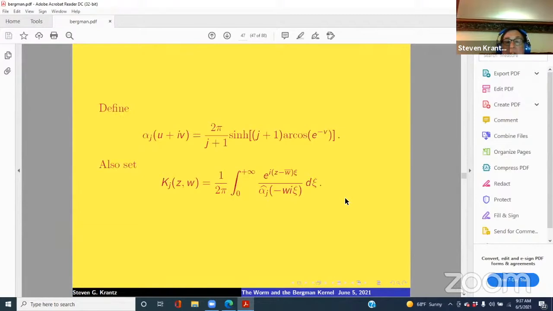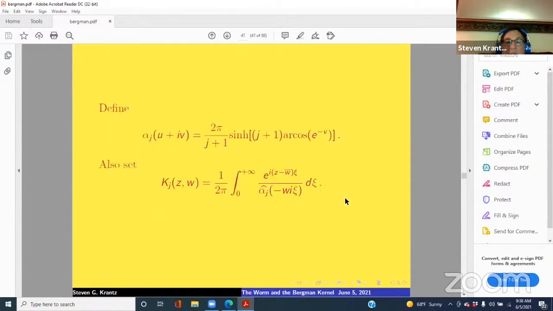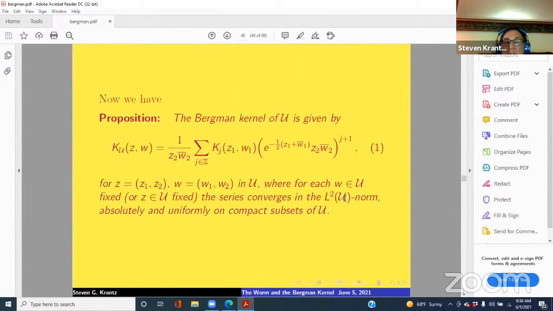Now we're going to define α_j(u + iv) to be a constant times the hyperbolic sine of (j + 1) arccos(e^{-v}), and capital K_j to be 1 over 2π times the integral from 0 to infinity of e^{i(z - w̄)ζ} divided by α̂_j(ζ) dζ. And now we have the Bergman kernel of U. Remember, U is sort of the unwound version of the worm. And its Bergman kernel is 1 over z_2 w̄_2 times the summation over j in the integers of K_j(z_1, w_1), where K_j was defined here, times (z_2 w̄_2) to the j + 1 power. So it's always nice when you could decompose your Bergman kernel into fundamental pieces like this.